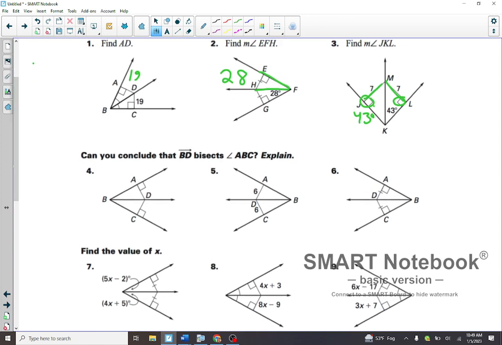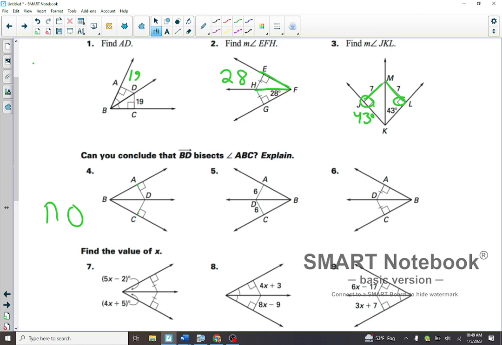Wait, how would 5 not be yes? Well, let's see. Number 4, I have right angles, but do I have any matching lines or matching angles? Not angles. There's no tick marks for the lines. You cannot clearly tell that BD cuts right through the middle. You cannot assume that unless I explicitly tell you. So this is no, because even though I have the right angles, I do not have the tick marks nor the angles. So that's no.